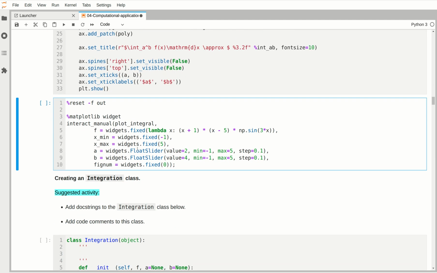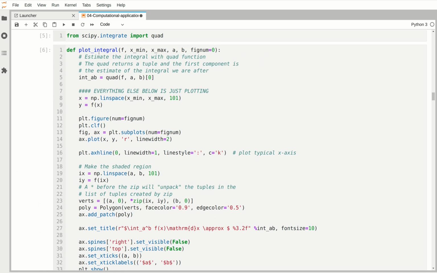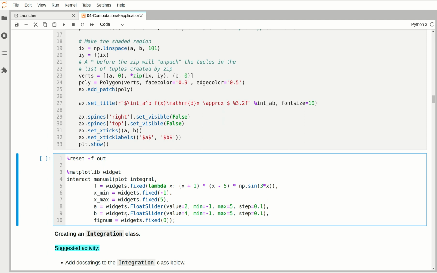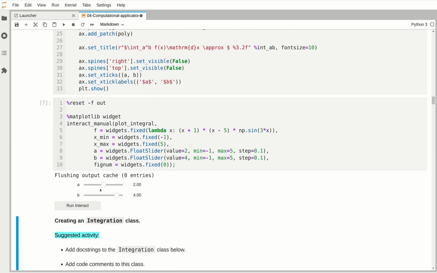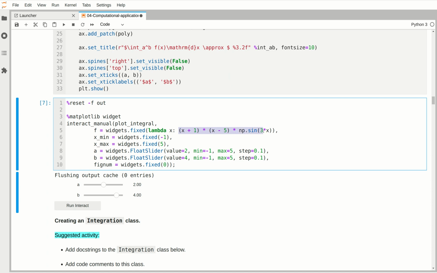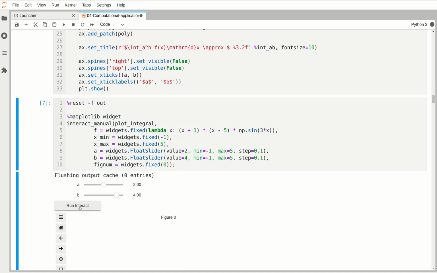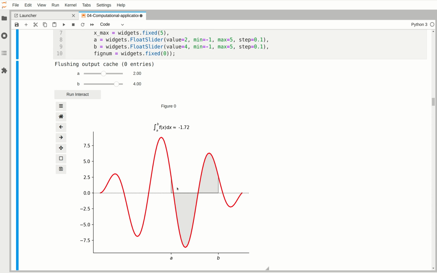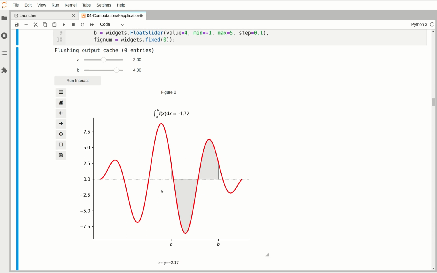And now I'm going to show you this way to interact with this plot integral function. That was the name of this, plot integral. And when I run it, I'm looking at integrating a function. Here it's x plus 1 times x minus 5 times sine of 3x. I'm going to plot it from -1 to 5, and then I'm going to set a and b values with sliders to look at the integral. So when I run this and I look at it, here's that curve, and it has some interesting oscillatory behavior. It's both positive and negative.